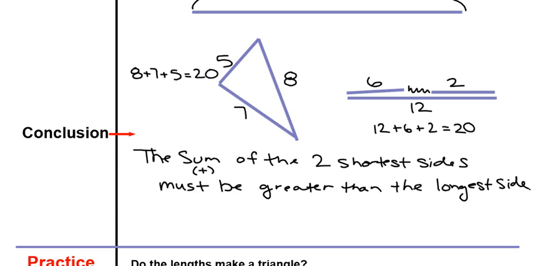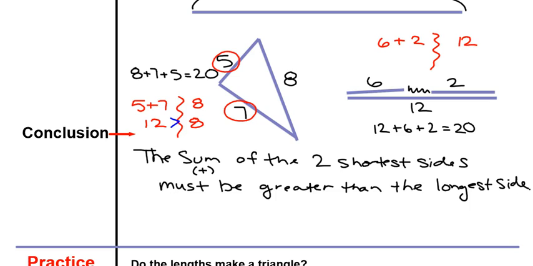If you look at our numbers from above, the two smallest sides, 5 plus 7, compared to 8, would be 12, and are the two smaller sides more than the largest side? And the answer is yes. If you look at our second example, 6 plus 2 compared to 12, is the sum of the two smaller sides more than the larger side? And the answer is no. That's why that does not make a triangle.